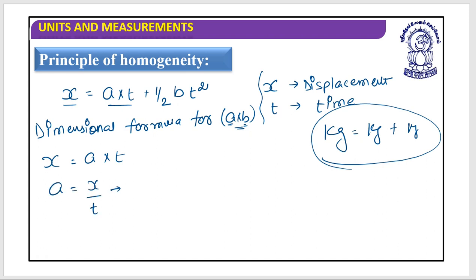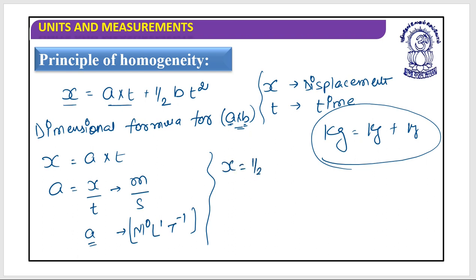Now what is X? It's a displacement, so this is meter. What is T? It's time, so it is second. So this is M0, L1, T minus 1. These are the dimensions of A. And X is equal to half BT square. Again, half does not have any relation because it is dimensionless. So B is equal to X by T square. So this is M0, L1, T minus 2. These are the dimensions of B.